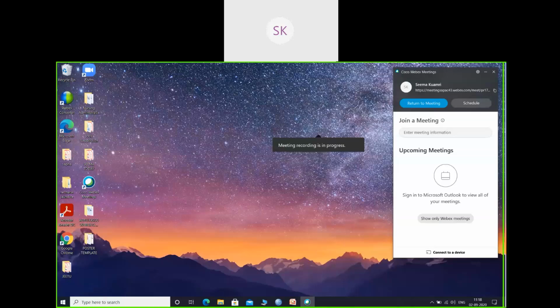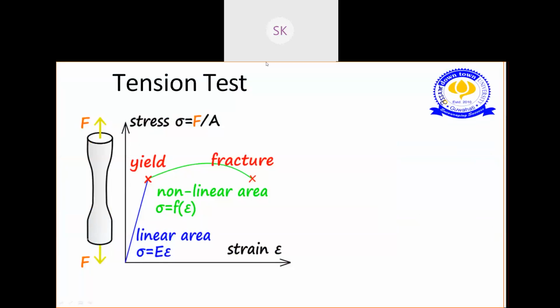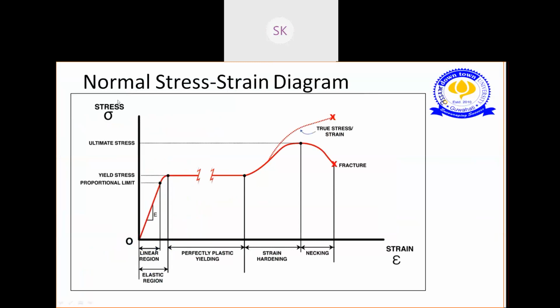What topic did we discuss last class? Anyone remember? The stress strain curve. Okay, we discussed this part. My screen is visible. Yes, ma'am. We discussed this curve, all the parts of this curve: linear, elastic region, perfectly plastic, yielding, strain hardening, necking.